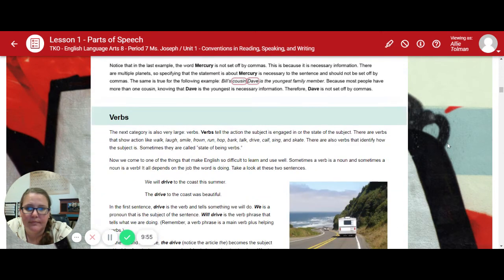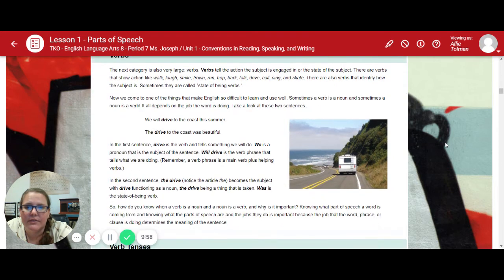Our next section is verbs. So the next category is also very large: verbs. Verbs tell the action the subject is engaged in or the state of the subject. There are verbs that show action like walk, laugh, smile, frown, run, hop, bark, talk, drive, call, sing, and skate. There are also verbs that identify how the subject is. Sometimes they are called state of being verbs.